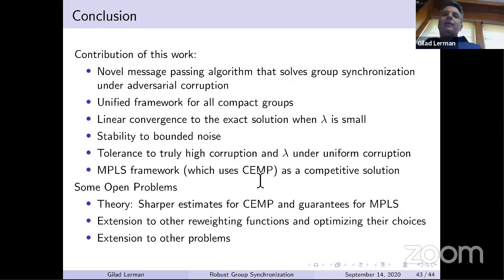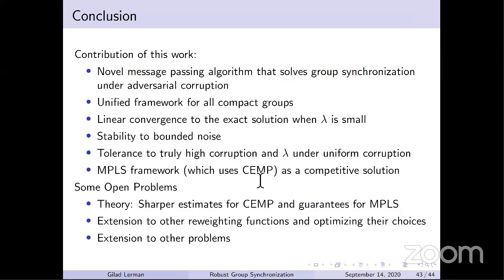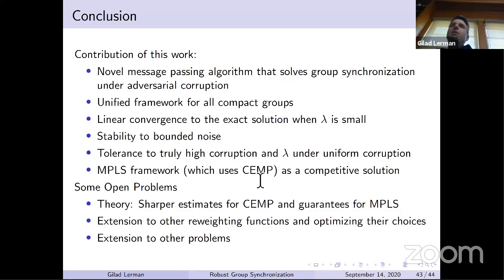There are several open problems. It would be desirable to get a sharper estimate for the CAMP algorithm. Especially, we had an L infinity bound on the bad corruptions. Maybe you can do something better and allow some higher corruptions in local regions. We also don't yet have guarantees for the MPLS framework, but only for the CAMP framework. It would be nice to extend the work to other reweighting functions and optimize their choices, and possibly even have parameter-free implementations.